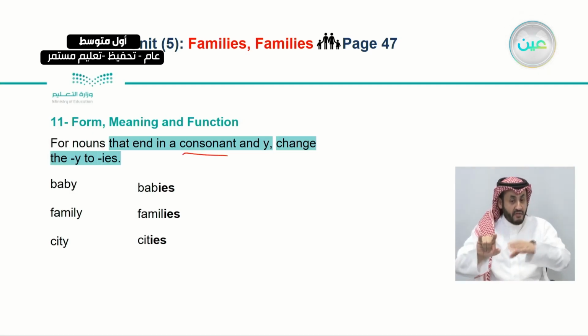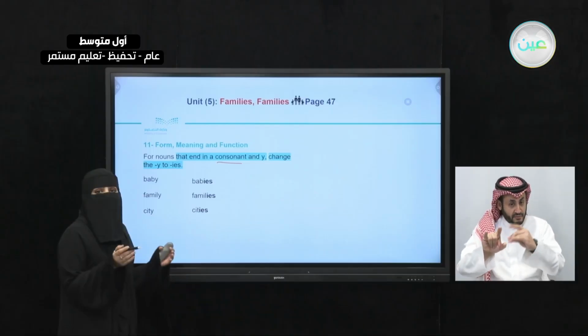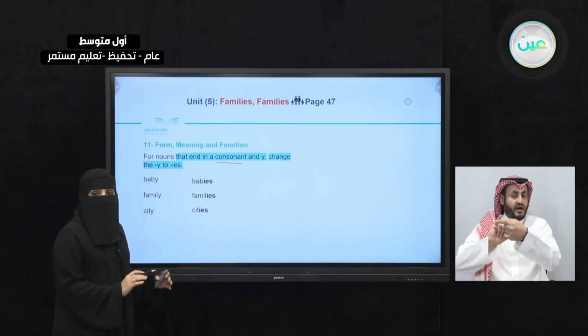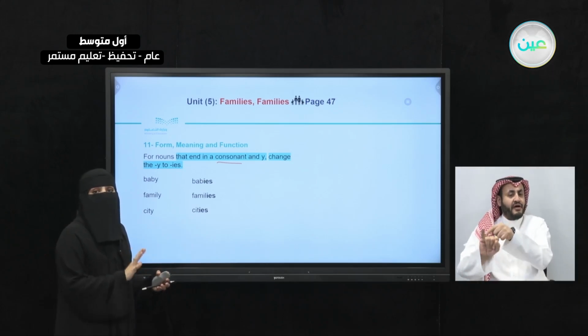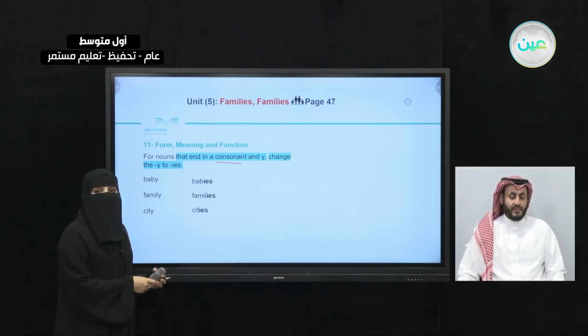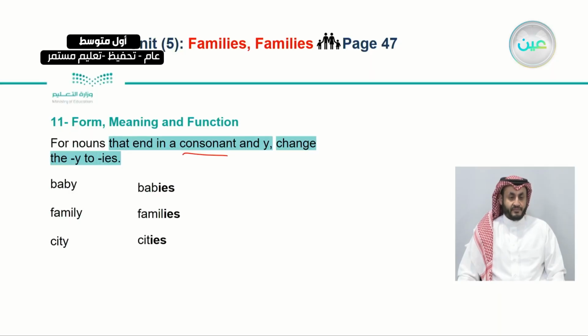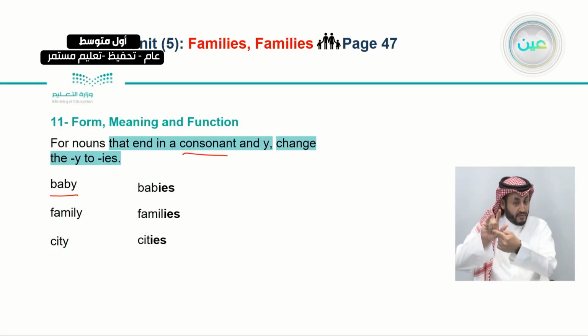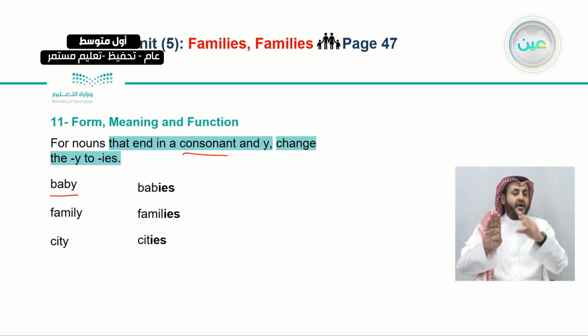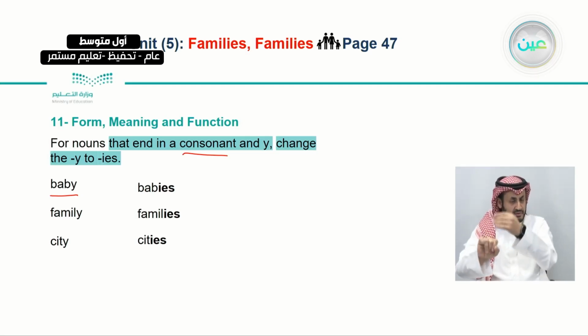Consonant means that it's all the alphabet except the 5 vowels: A, E, I, O, and U. Let's have a look at the first word right here, baby. The word ends with Y. Let's look at the rule for nouns that end in a consonant and Y.